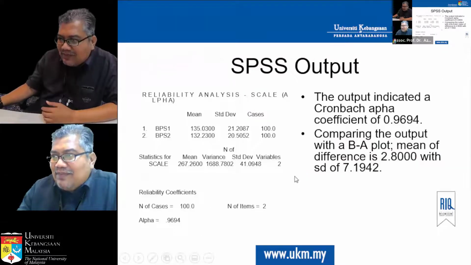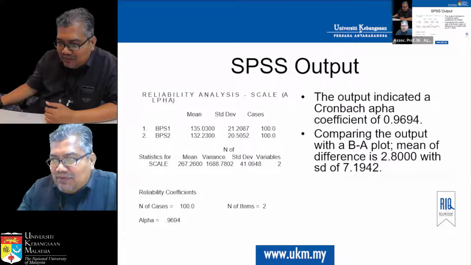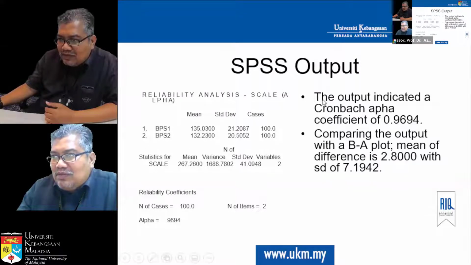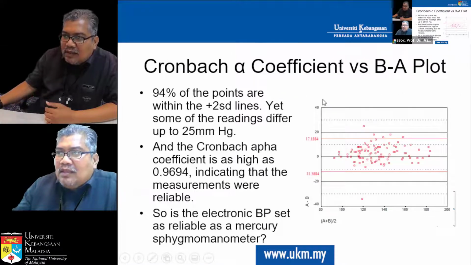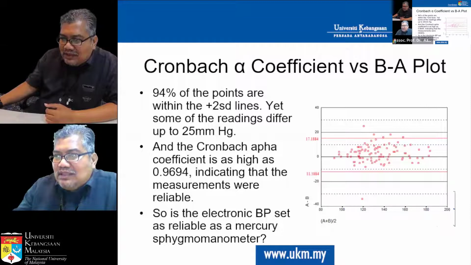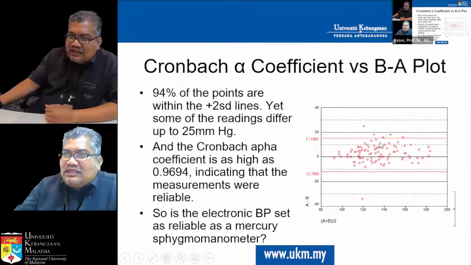Okay, go back. So Cronbach's alpha is quite high. Cronbach's alpha is 0.9694. The BA plot, only 94% of the points are within plus minus 2 standard deviations. Okay, you have the 94% versus the Cronbach's alpha of 0.9694. So you have to decide whether it is acceptable or not.